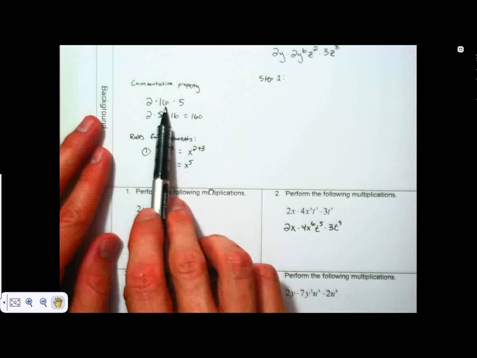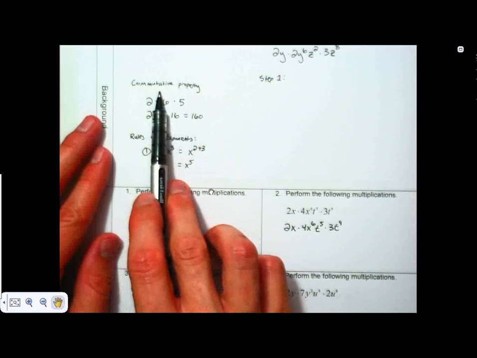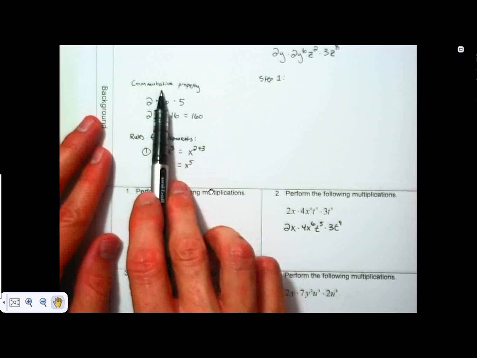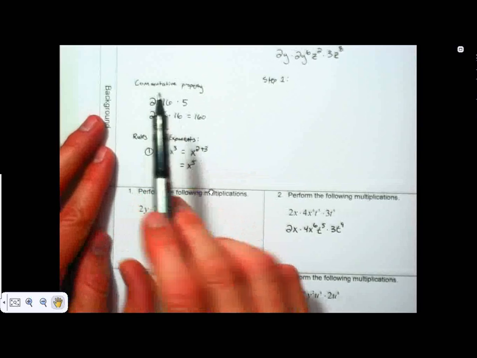So do you remember why we were allowed to switch the numbers around and end up with the same answer? Well, that's one of the properties for multiplication. It's one of the tools we can use. It's called the commutative property, and we're going to rely on it heavily in this problem.